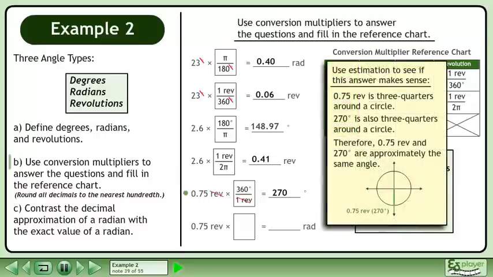Use estimation to see if this answer makes sense. 0.75 revolutions is 3/4 around a circle. 270 degrees is also 3/4 around a circle. Therefore, 0.75 revolutions and 270 degrees are approximately the same angle.